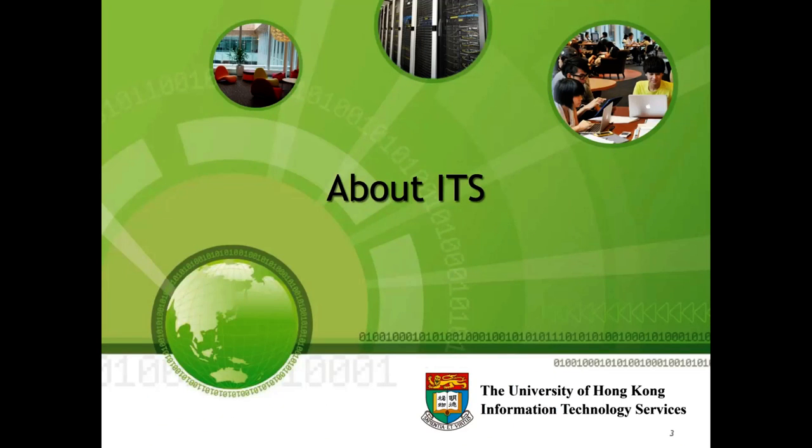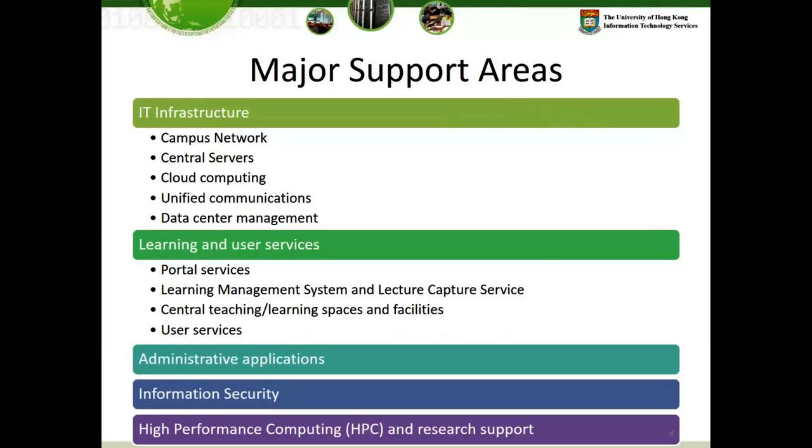So first of all, about ITS. Here are the major support areas of ITS. We support the IT infrastructure of the university, say the campus network, the central server, and also we provide cloud computing to our departments. Also, we have unified communication, say we support IP phones and video conferencing for our staff, and also data center management.